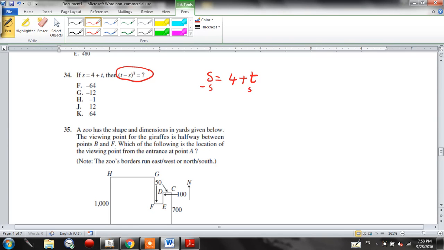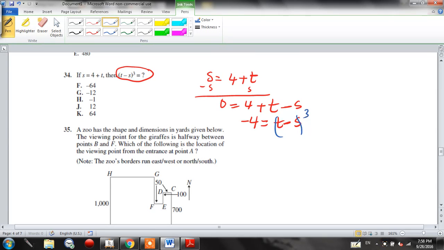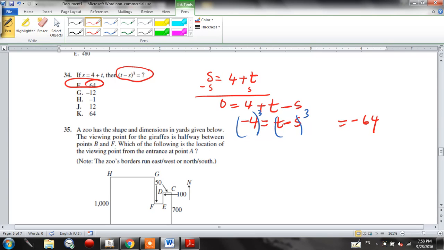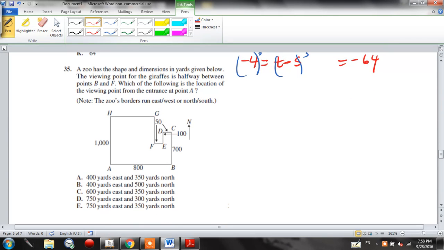So I subtract s from both sides. I get 0 equals 4 plus t minus s. Take the 4 to that side, you get negative 4 equals t minus s. Now I just have to cube it. So t minus s cubed is negative 4 times negative 4 times negative 4, which is negative 64. This question looks harder than it is.